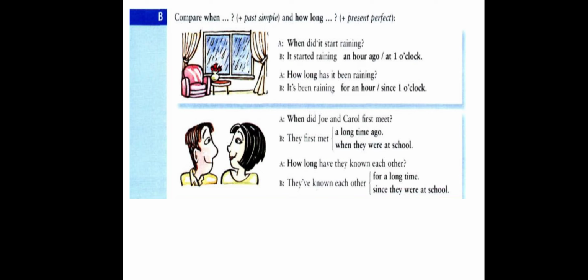When they were at school, another action in the past, and it indicates that when they were at school. Now they are at the university. So the action is completed, is finished when they were at school. So it indicates past simple.